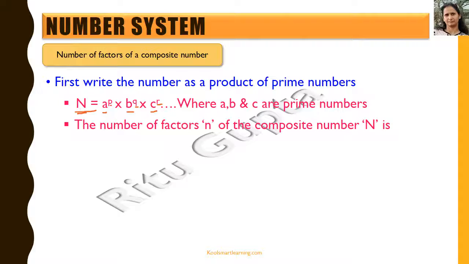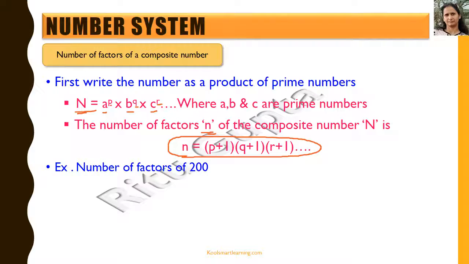Now if this is the notation, the number of factors, small n, of this composite number capital N is given by n = (p+1)(q+1)(r+1) and so on. If there are other factors like d raised to power s, we'll continue to multiply by (s+1) and so on. So we'll multiply 1 more than the power of each prime factor and then we'll get the total number of factors of the composite number.